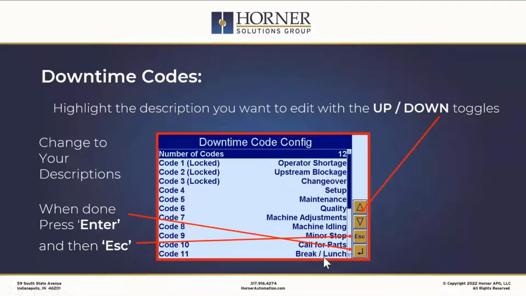So you have the ability to go in and change these at this level. The very top one says how many downtime codes do you want? And again, our default was 12, but there are up to 20 of them that you can put in.